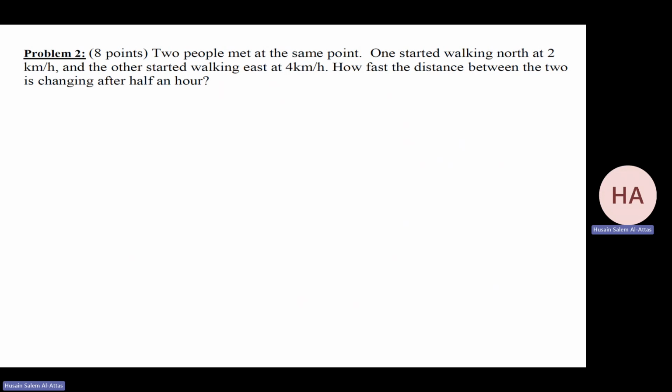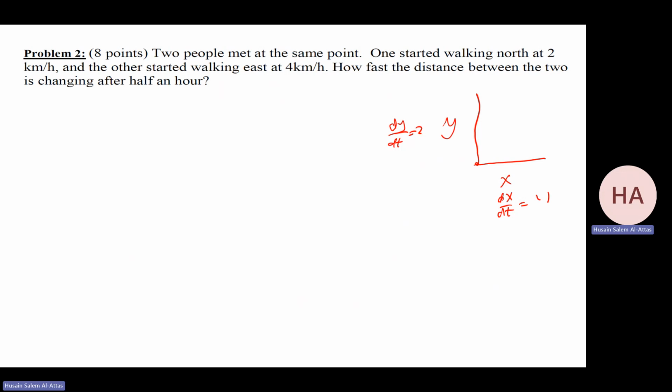Two people meet at the same point. One started walking north. Call it y, dy by dt equal to 2. And the other one started walking east. Don't do the same mistake. East, like this. This is x, so this is y. So I have dy over dt equal to 2, and this is dx by dt equal 4.